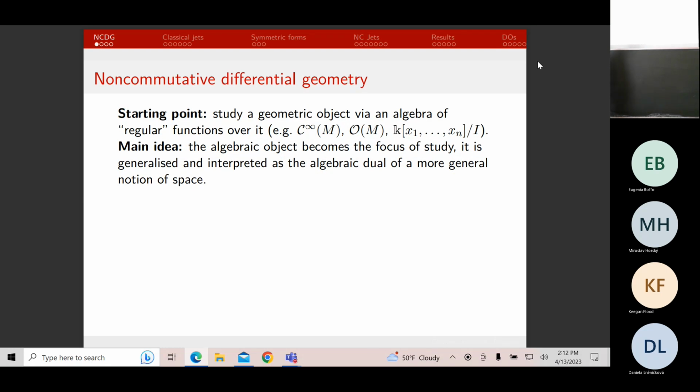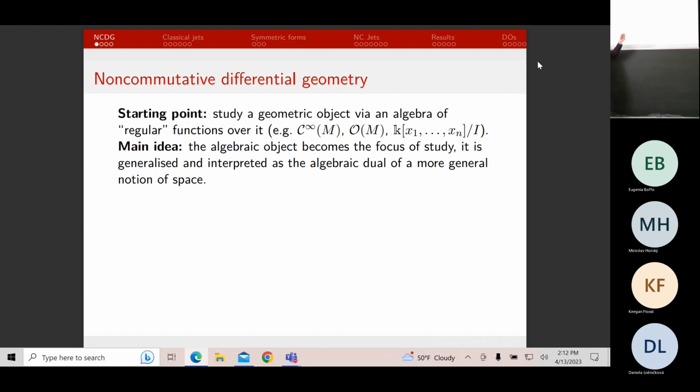In geometry, what usually happens is that we have a geometric object and we want to study it through algebraic means. So we take an algebra of regular functions over this geometric object, and we proceed to study the algebra. Now, what does regular mean? The meaning of regular depends on what we want to study. If we want to study smooth geometry, so differential manifolds, we might take the algebra of smooth functions.